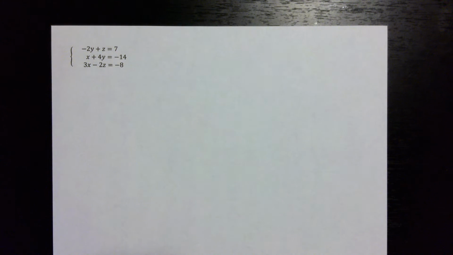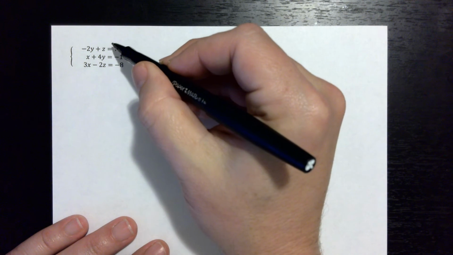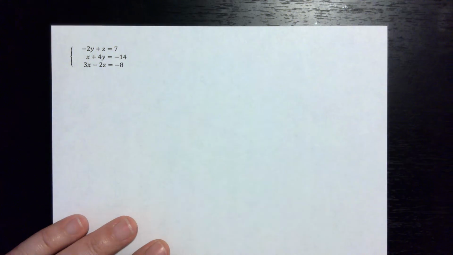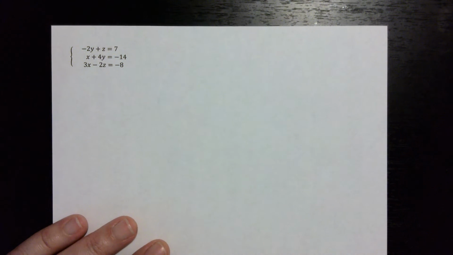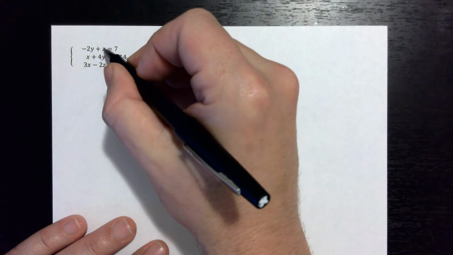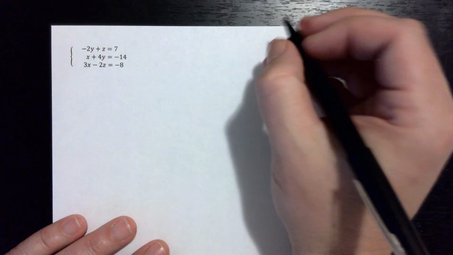Okay, for this problem, kind of like the first one we did, all three of them are missing a variable. This one is missing an x, this one's missing a z, and this one's missing a y. So we're going to go back to the same strategy that we did in the first problem. I'm going to solve this first one for z, and I'm going to solve the second one for y.